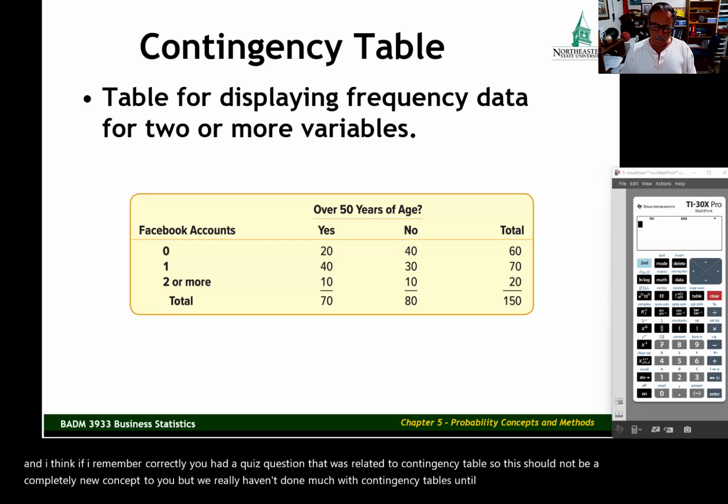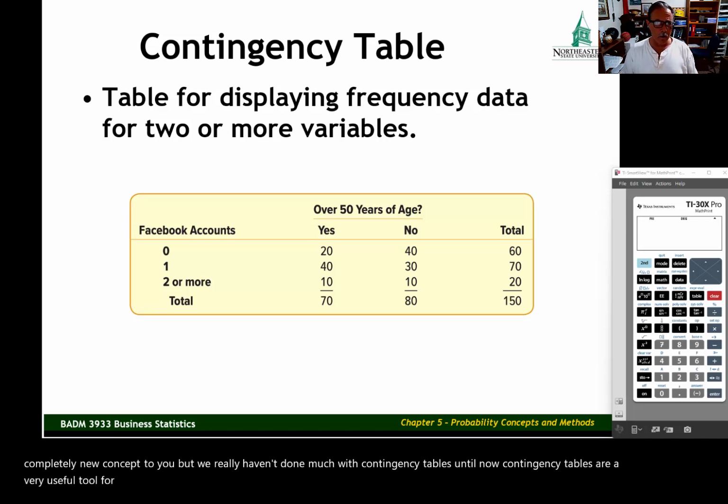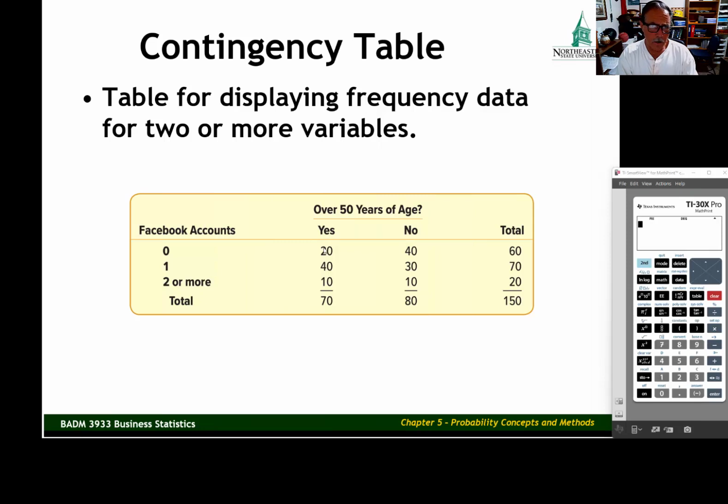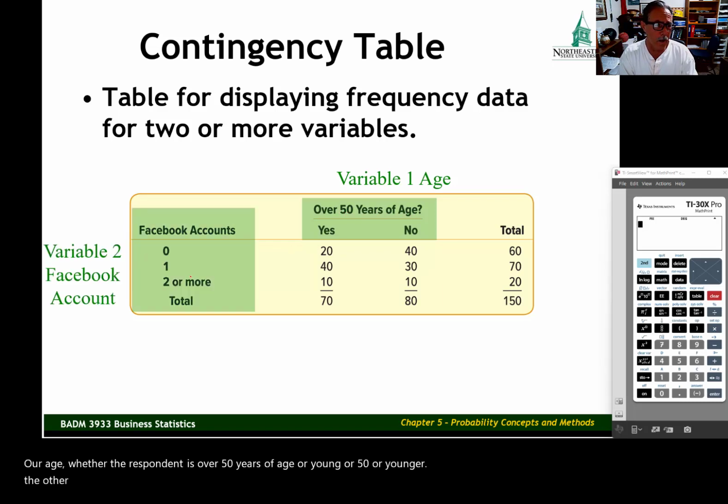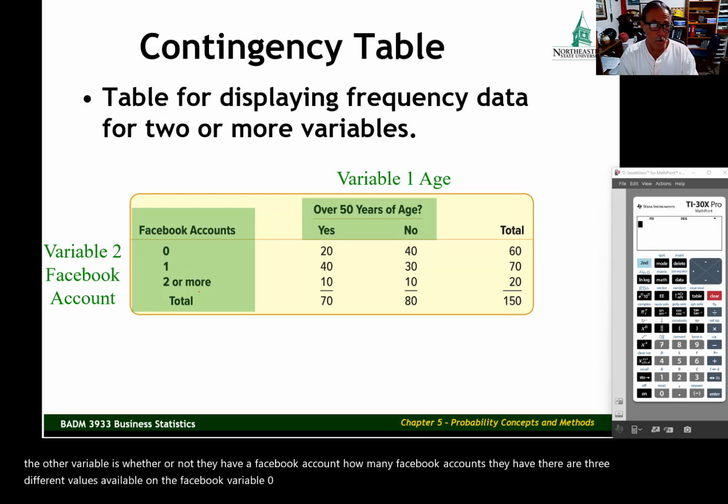until now. Contingency tables are a very useful tool for displaying nominal level data on two variables. It allows us to see the relationships between two variables. The two variables in this contingency table are age, whether the respondent is over 50 years of age or 50 or younger. The other variable is whether or not they have a Facebook account, how many Facebook accounts they have. There are three different values available on the Facebook variable: 0, 1, and 2 or more.